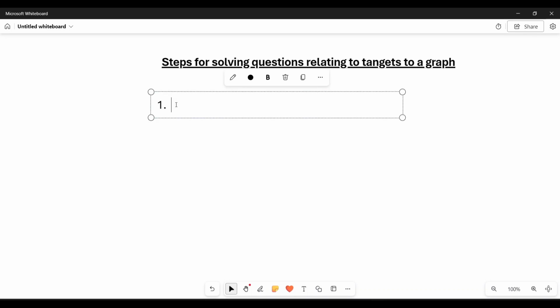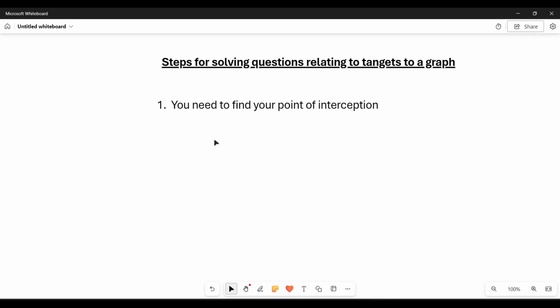First step is that you need to find your point of interception. Now, what is your point of interception? This is a point whereby your tangent and your graph share. Now, remember, your tangent only touches your graph at one point.